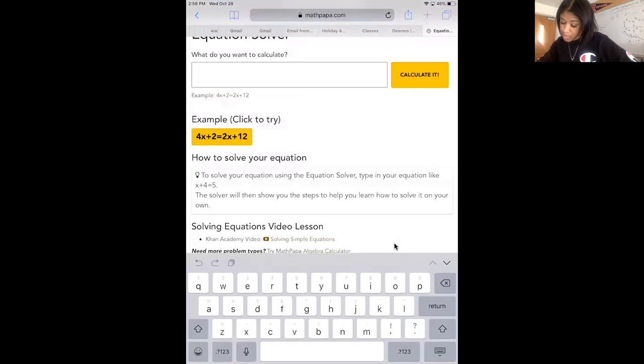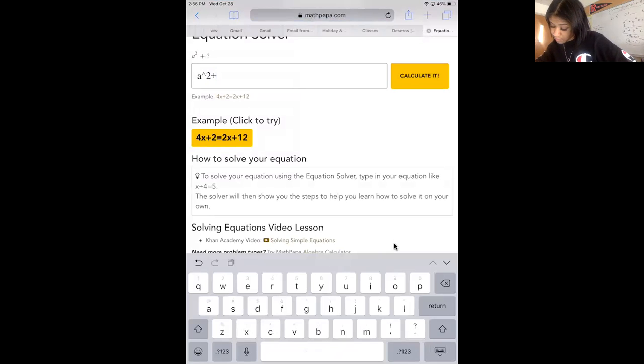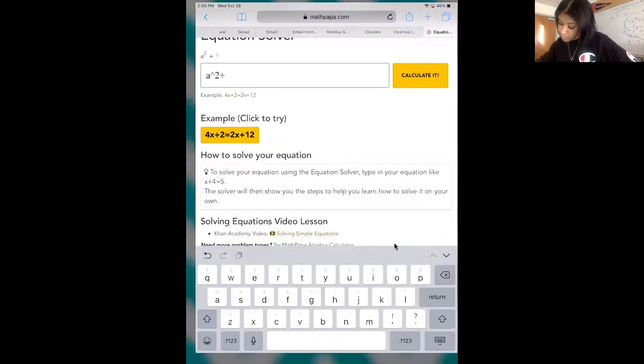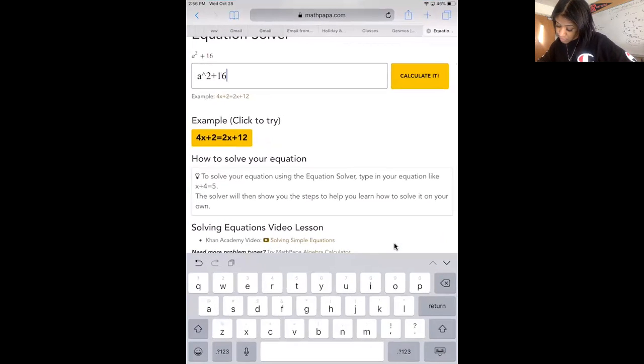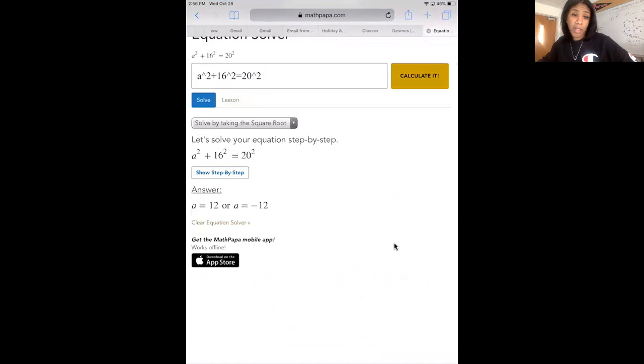Here we are. A squared plus 16 squared equals 20 squared. A squared plus 16 squared equals 20 squared. Hit calculate. It gives us A equals 12 or negative 12.